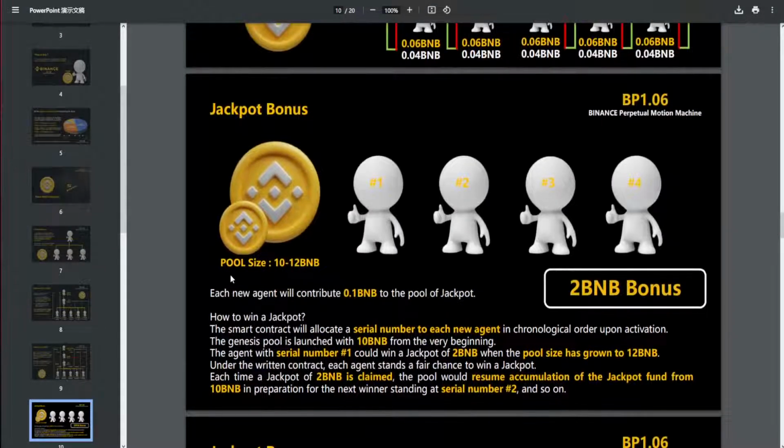So in the jackpot bonus, it says each new agent will contribute 0.1 BNB to the jackpot pool. So whenever anyone deposits 1.06, 0.1 BNB out of that goes to the jackpot pool. It's not like you directly or manually take part in the jackpot. Anyone who comes in goes directly into this. And there's this whole other jackpot bonus. So you have the jackpot, but you also have the jackpot bonus, which is 2 BNB.